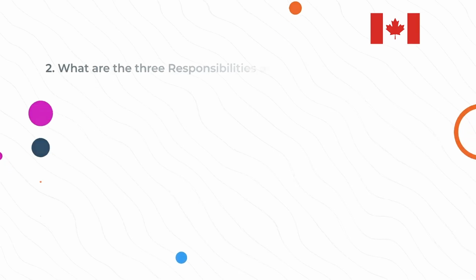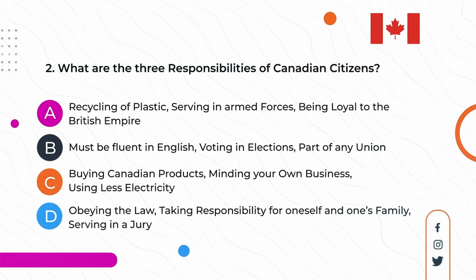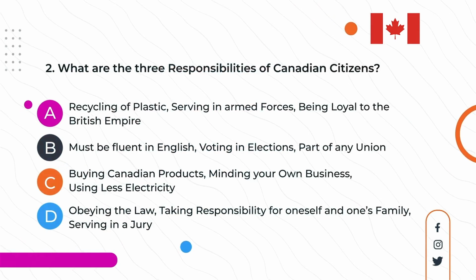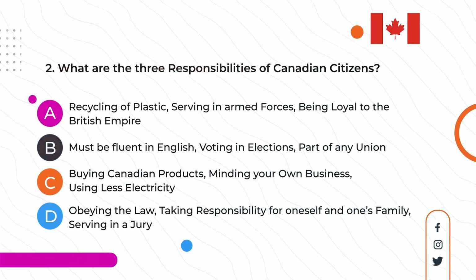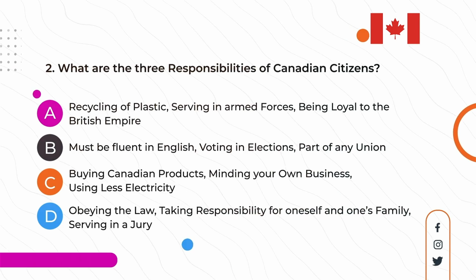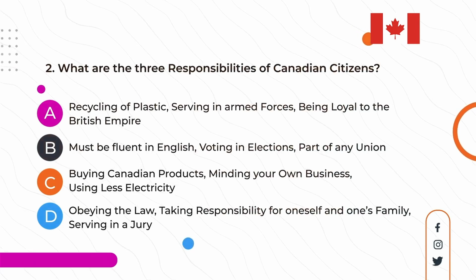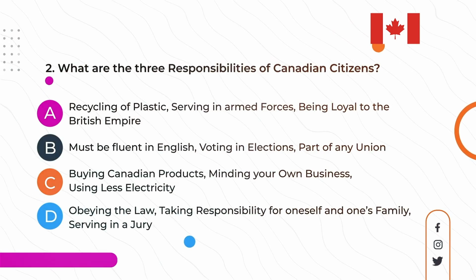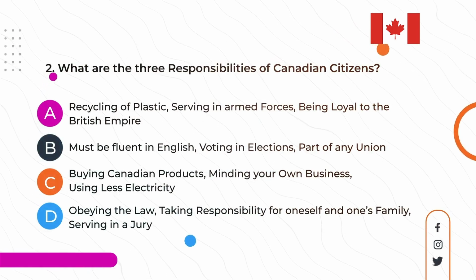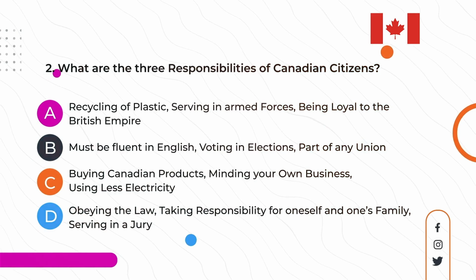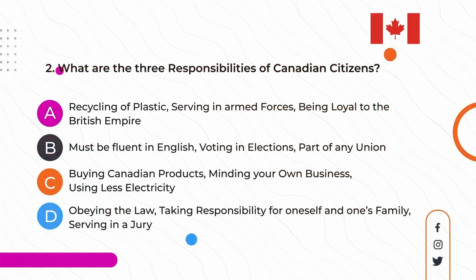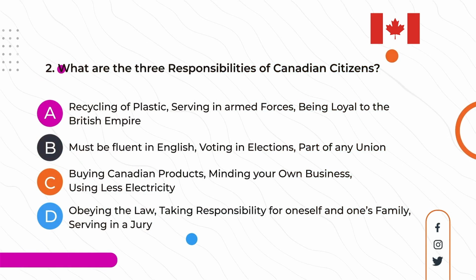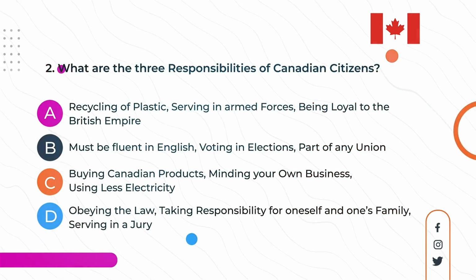Number 2. What are the 3 responsibilities of Canadian citizens? A. Recycling of plastic, serving in armed forces, being loyal to the British Empire. B. Must be fluent in English, voting in elections, part of any union. C. Buying Canadian products, minding your own business, using less electricity. D. Obeying the law, taking responsibility for oneself and one's family, serving in a jury.